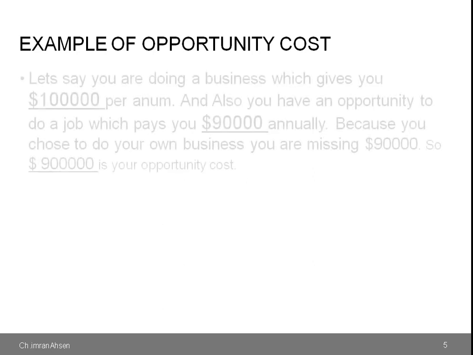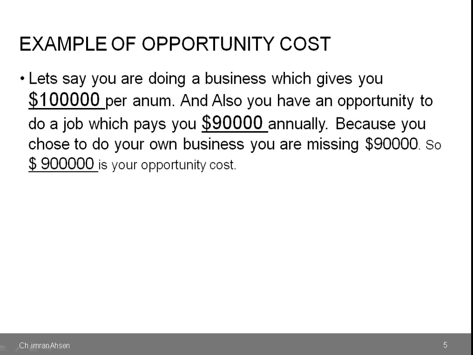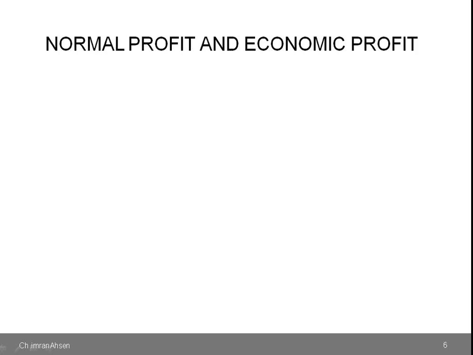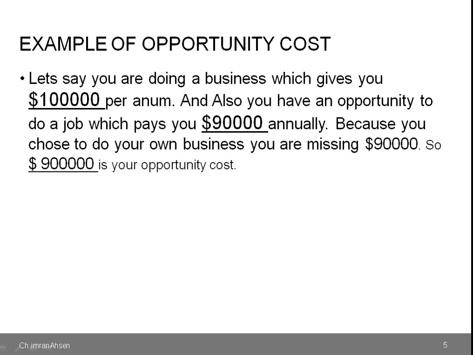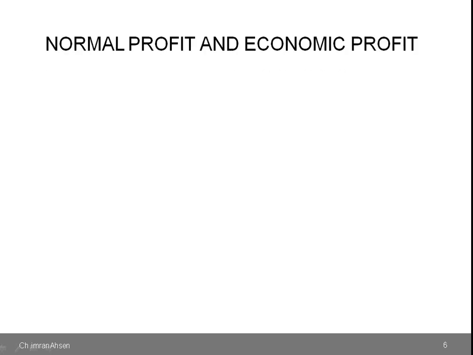Example of opportunity cost. Let's say you are doing a business which gives you 1 lakh per annum, and also you have an opportunity to do a job which pays you $90,000 annually. Because you choose to do your own business, of course it is paying you more, that's why you choose it. But you are missing $90,000. Along with other business costs, this 90,000 is your opportunity cost. So this is implicit cost which you are not actually paying, but it is your cost.